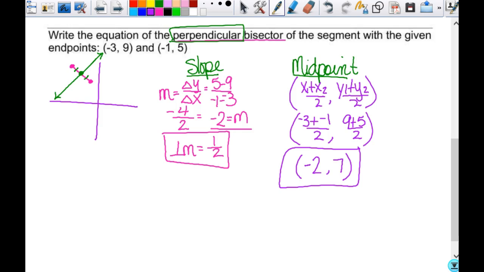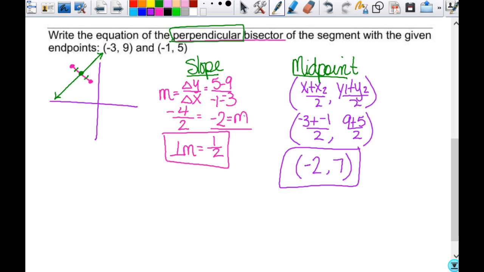Now, a common mistake I see a lot is that people will go through and find the slope and maybe even use the right slope, but then use one of those 2 points. Well, that's just going to give me a perpendicular line through one of the endpoints, which is not what it's asking for. Okay? So make sure after you find what you need to find, you use the right thing, and that you actually find the midpoint.